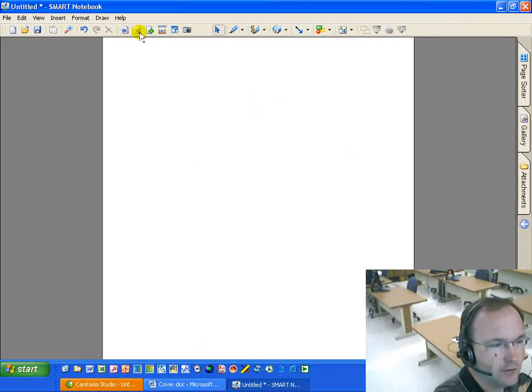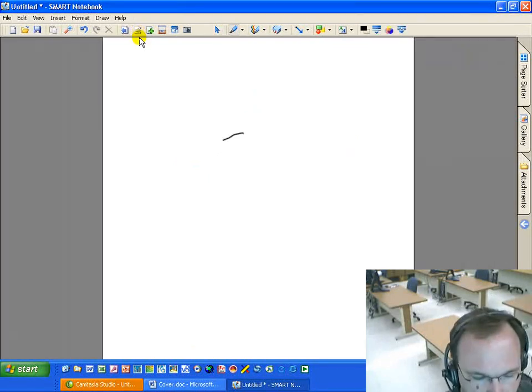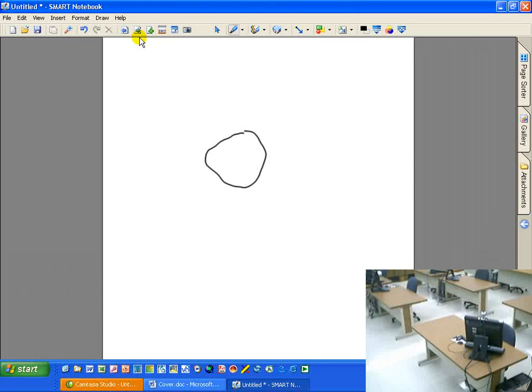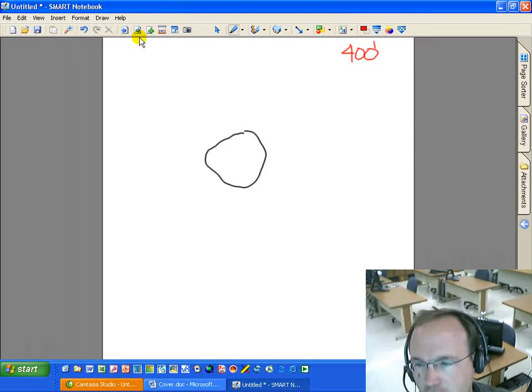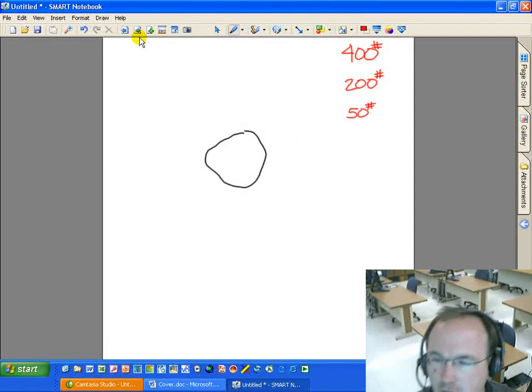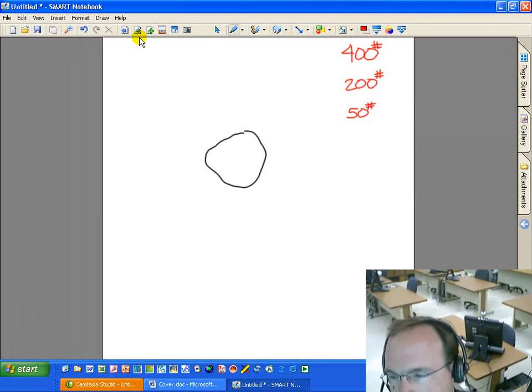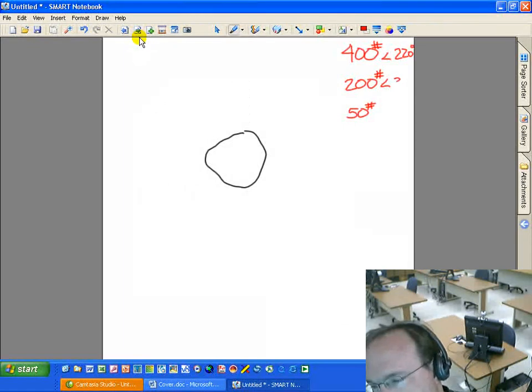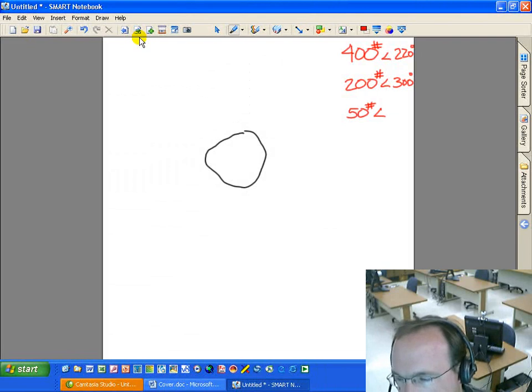Let's go to another drawing. Let's draw this again. So I have an object, and let's say I have three forces acting on it. A 400-pound force, a 200-pound force, and a 50-pound force. The 400-pound force is acting at an angle of 220 degrees. The 200 is acting at an angle of, say, 300 degrees, and the 50 is acting at an angle of 20 degrees.